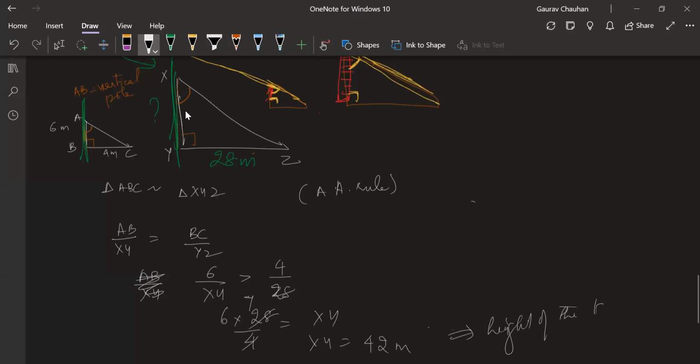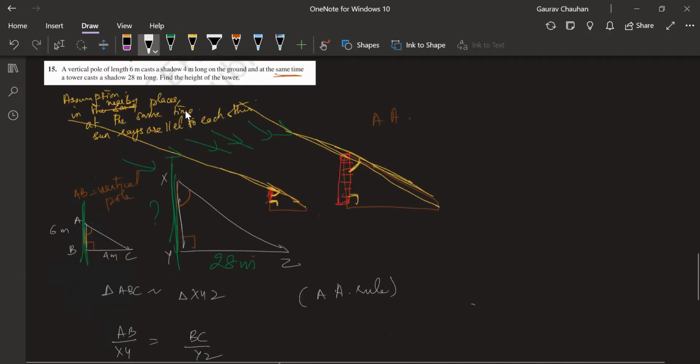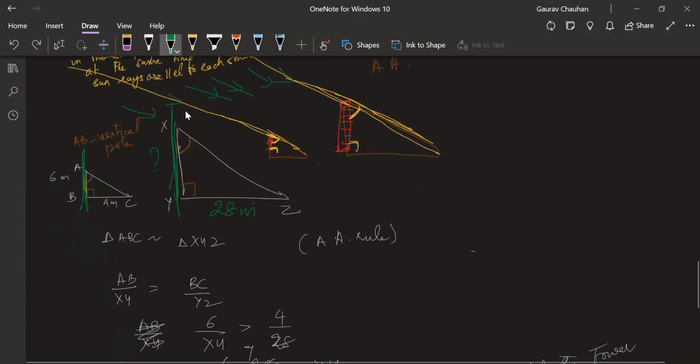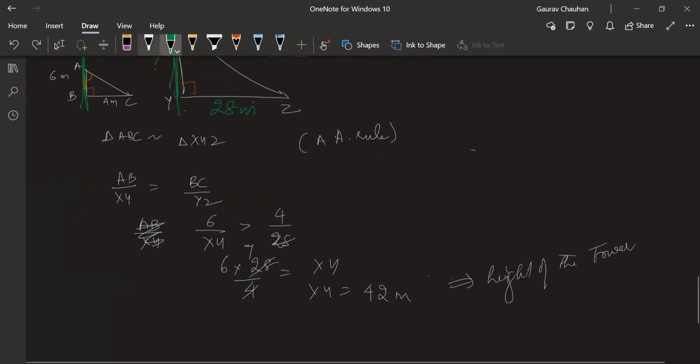Okay, the concept remains the same. I just made a mistake in what is 28. Yeah, 28 was the length of the shadow, something we should have paid attention to. Length of the shadow was 28. Okay. All right, guys, how are we feeling now?